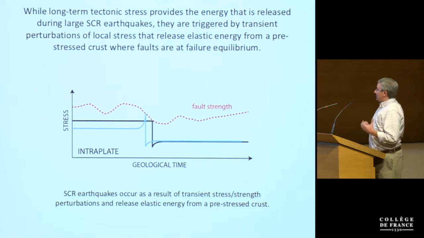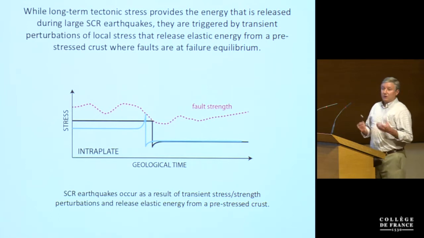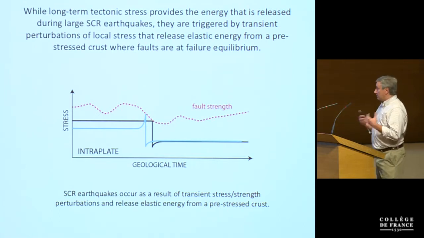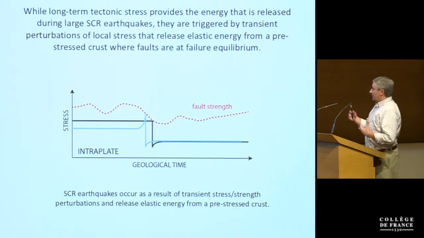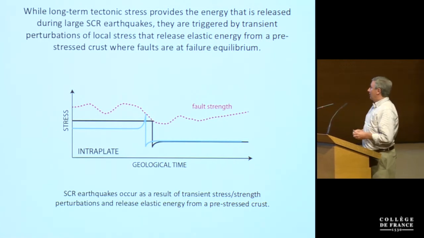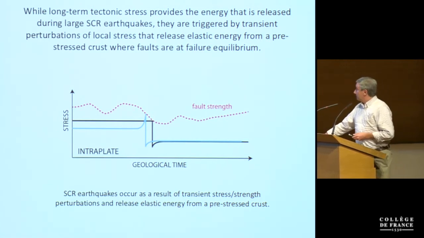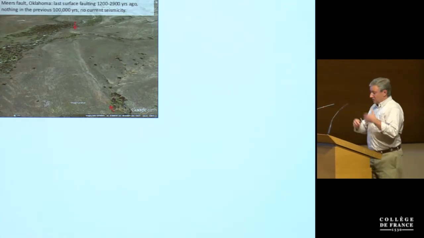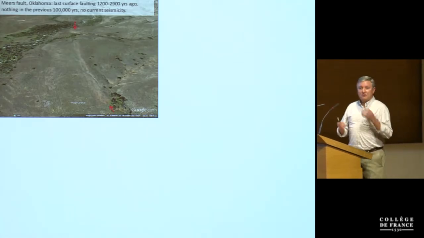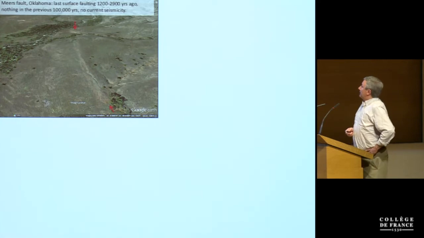So the notion is that SCR earthquakes, stable continental region earthquakes, occur as a result of transient stress or strength perturbation, localized, that release elastic energy from the bulk of a pre-stressed crust. And I'll show you a series of observations that hopefully illustrate that thinking.